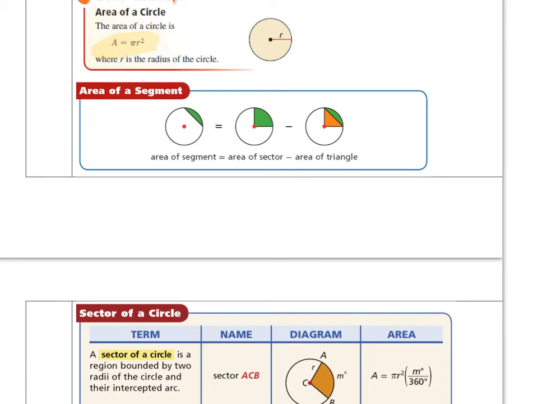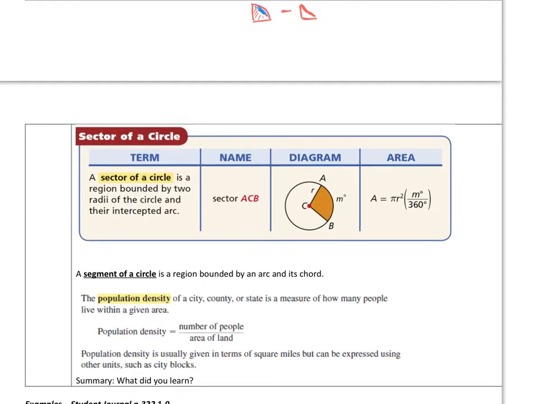So here's what I'm going to do. In order to find just this green segment, I'm going to take this whole sector, and we learned in the last section how to find this whole sector, and then we're going to subtract out the triangle that I can make from this. In other words, that triangle like that. If we subtract this out, what's left over right here is this piece that we will call the segment of a circle. So let's recall how we find the area of a sector first.